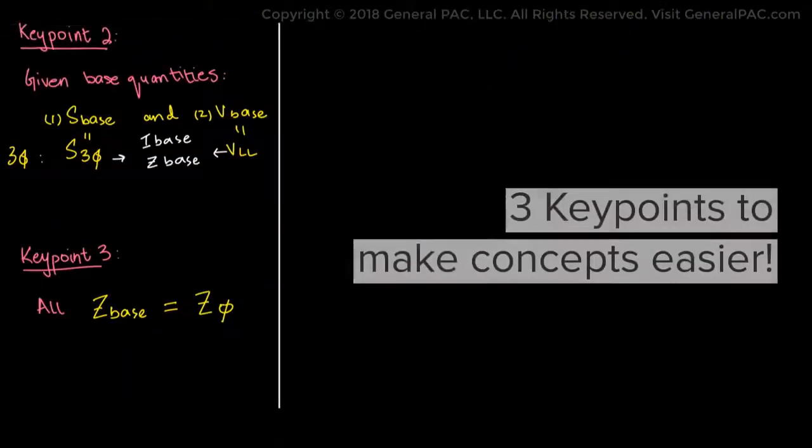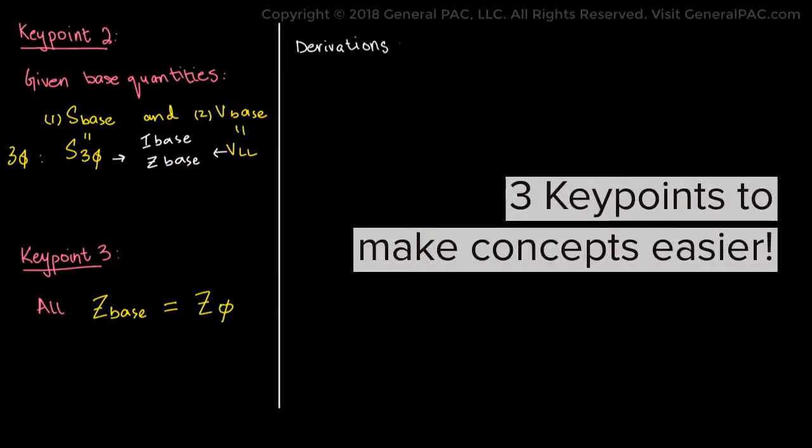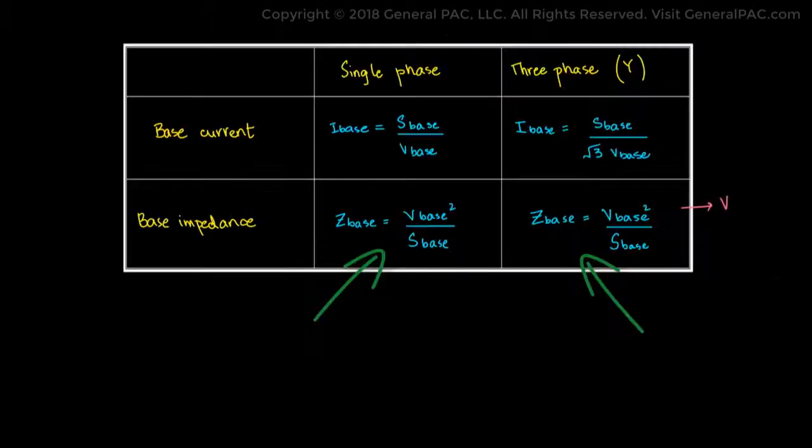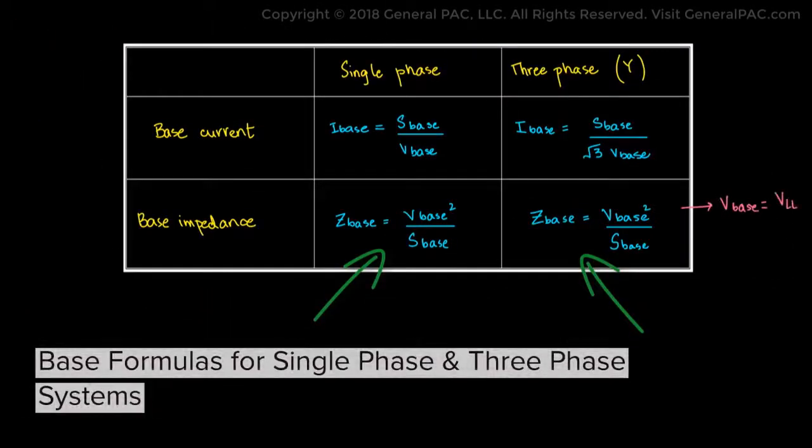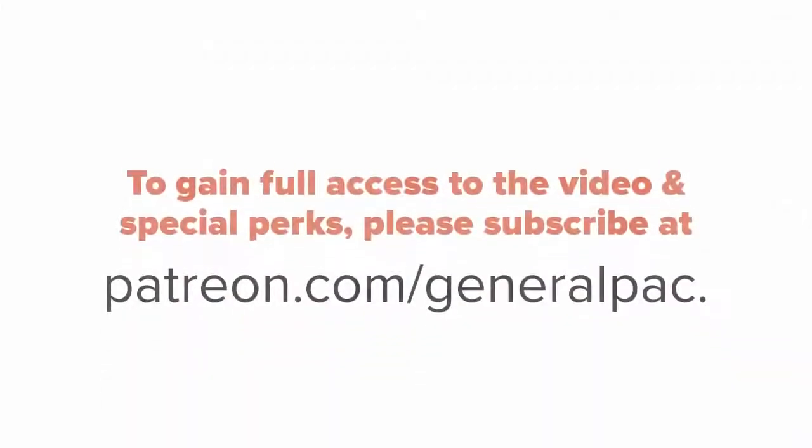Phase systems. So we'll be looking deeper into key point number 2 and key point number 3 in the following derivations. As key point number 2 states, V base is actually line-to-line voltage and S base is actually three-phase power, respectively, for three-phase systems.